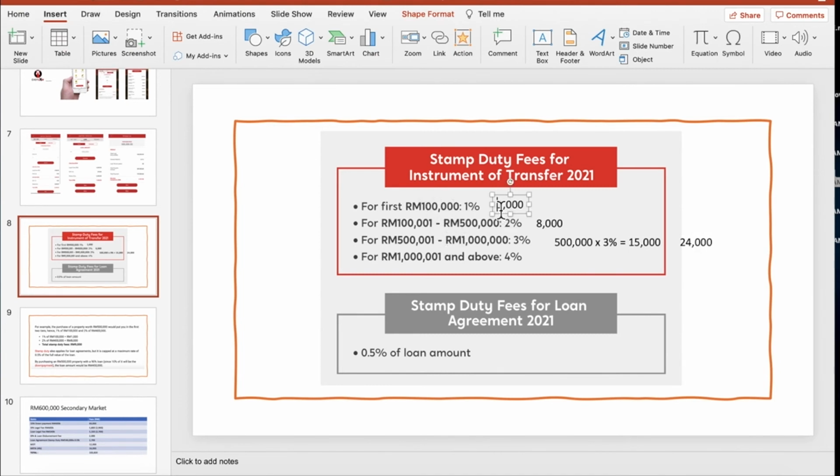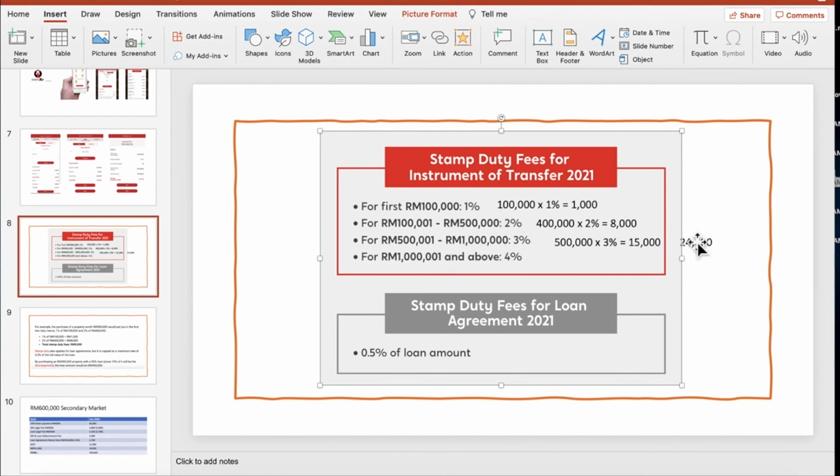Okay. The next 400,000. And the next 500,000. So add up is 1 million. So you see, up to 1 million, it's by tier. So you need to pay 24,000.